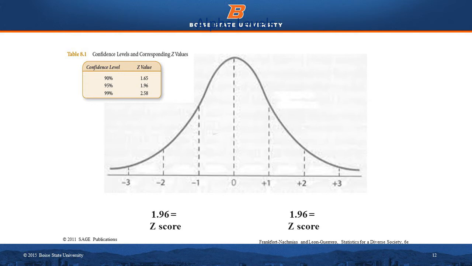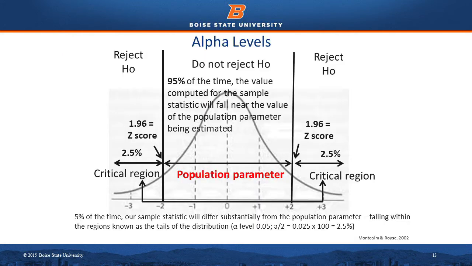Here's the associated confidence levels, considering the z-scores. The distribution of values on a normal curve between two standard deviations above or below the mean is equal to 95% of the scores. In other words, 95% of the time, the values computed for the sample statistic will fall near the value of the population parameter being estimated.